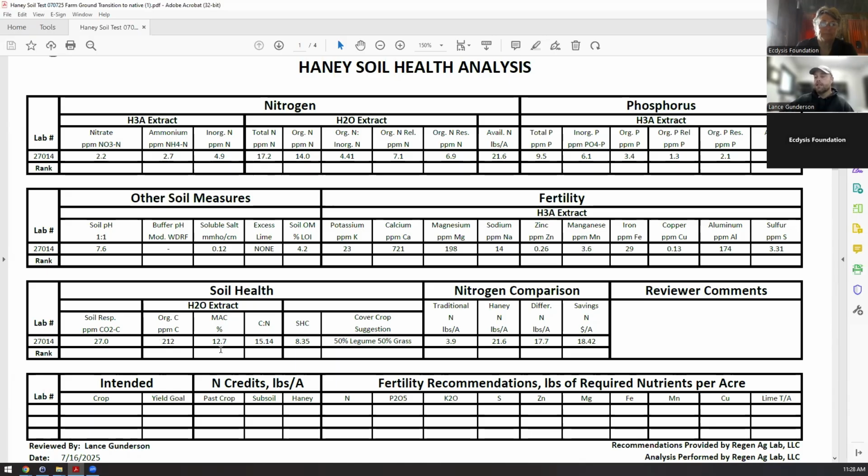Well, there's the next place I'm going to look. It actually goes more to conventional agronomy. I'm going to look at soil pH. So right above respiration, we have soil pH, 7.6. And I'm also going to look at soluble salts, which is the third number on that second line of other soil measures, soluble salts.